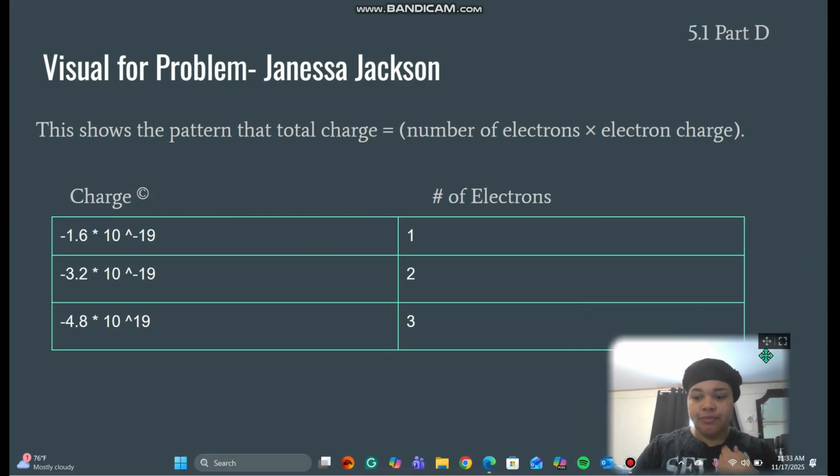Visual. I just created a chart. I use a simple table that shows how the total charge increases as you add more electrons. It's clear that charge increases in steps or multiples of the electron charge. My problem charge lines up perfectly on the table, which helps explain why the answer is what it is.